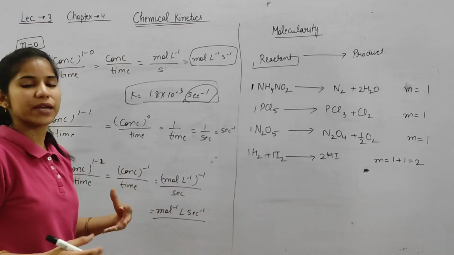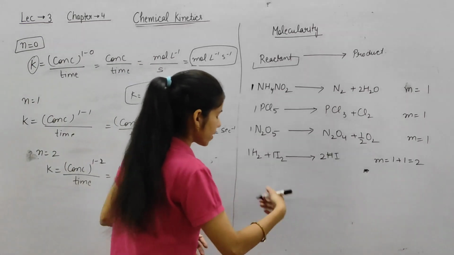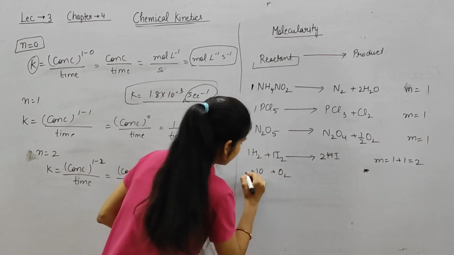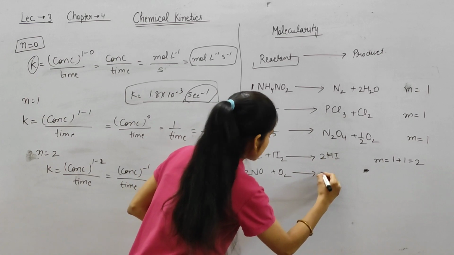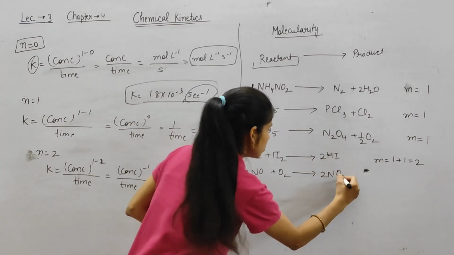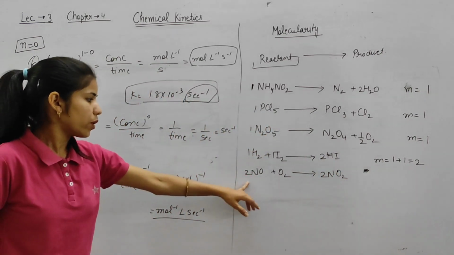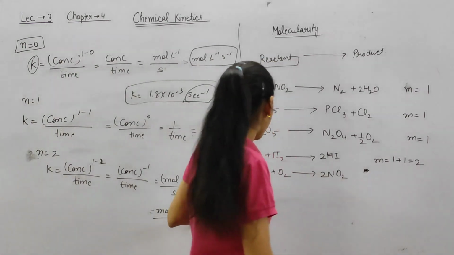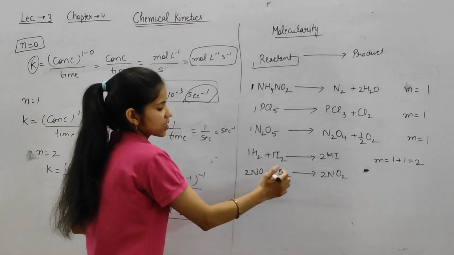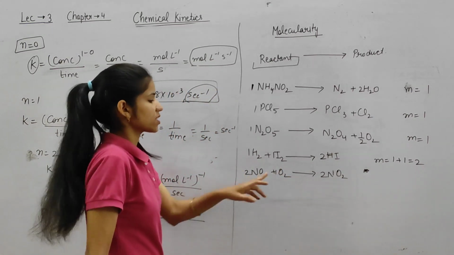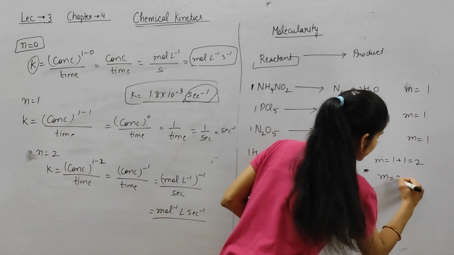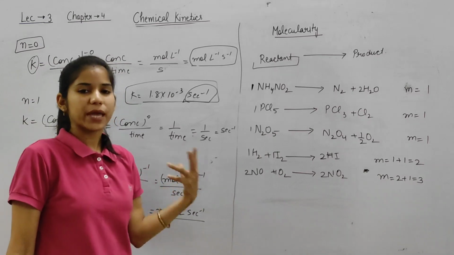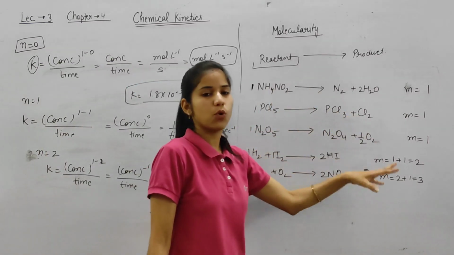Okay, so molecularity may be 2 and molecularity also may be 3. For example, we are having 2NO plus O2, they give 2NO2. So here molecularity is, there is 2, there is 1. So 2 plus 1, so molecularity is 3. So maybe molecularity 1, 2 or 3.